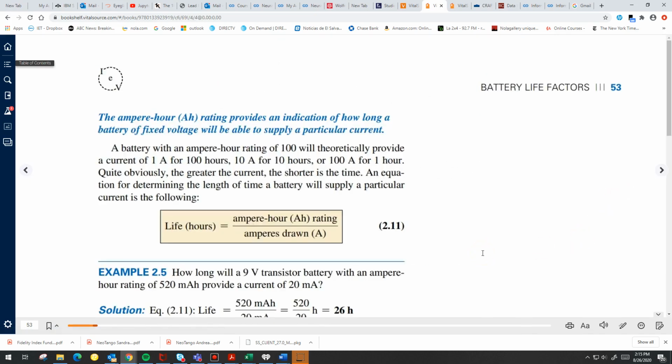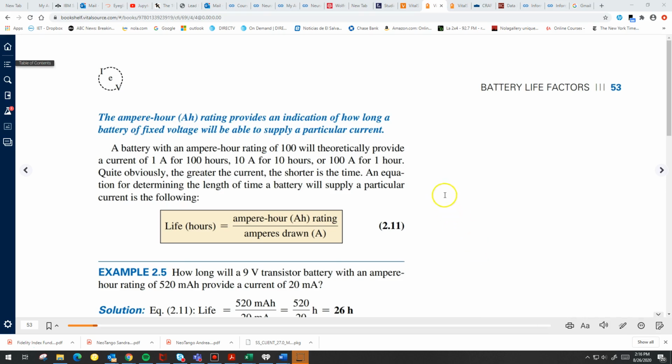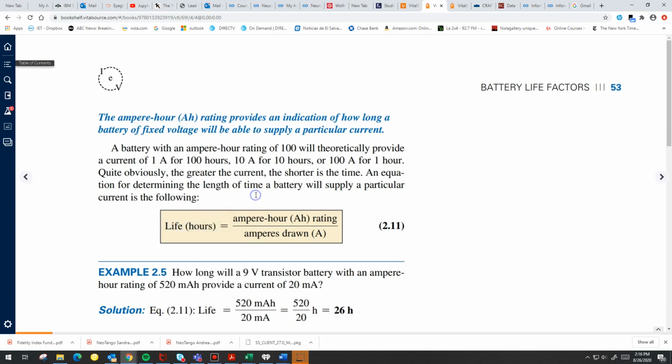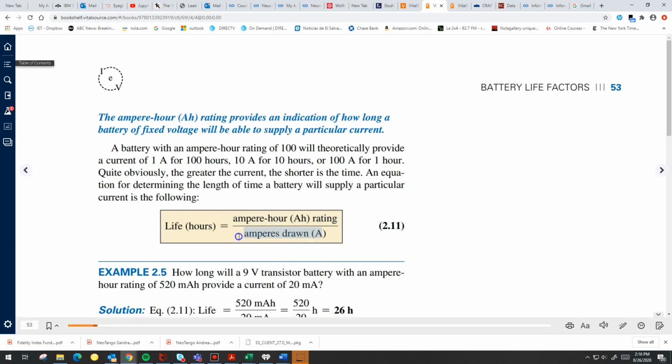So in the definition, again, the idea is that the ampere hour, or the AH rating, gives you an indication of how long a battery of certain voltage will be able to supply a particular current, for how long, okay? And it is defined like this. It has to do with the life of the battery in hours. The life of the battery in hours is defined as the ampere hour rating divided by the amount of current it draws, okay?